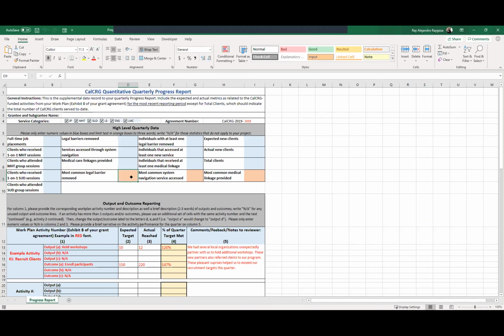provided. So some examples of this for legal barriers would be maybe helping a client gain a missing birth certificate, driver's license denial, industrial certification suspension. For system navigation, it can be temporary housing access. And for medical linkages, it can be Medicaid enrollment, it can be transportation, other ones. But once you identify what the most common one was for that quarter, if you can enter them here with three words or less, it would be great.